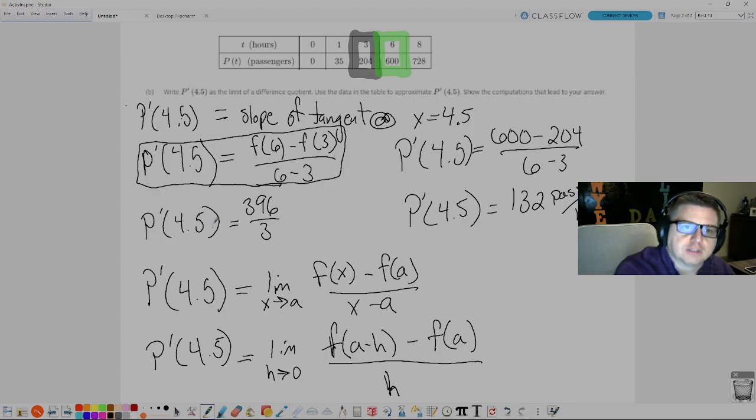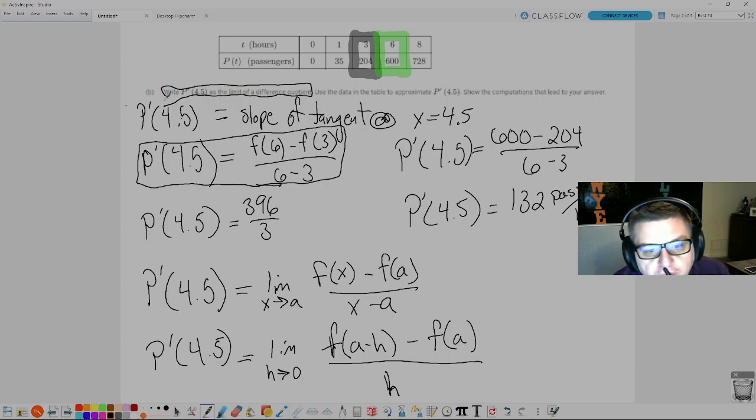That's what it says right here: write it as a limit of a difference quotient. Dang, it even tells you limit. I knew I was missing something. That's why I wanted to check.